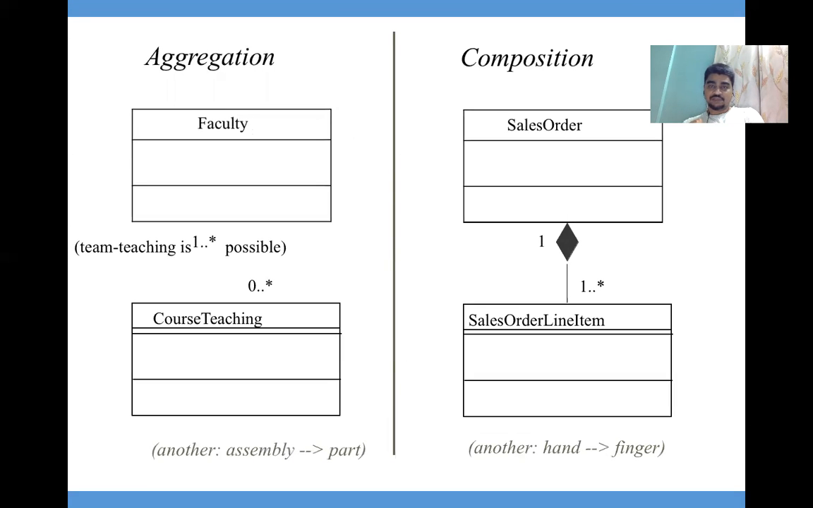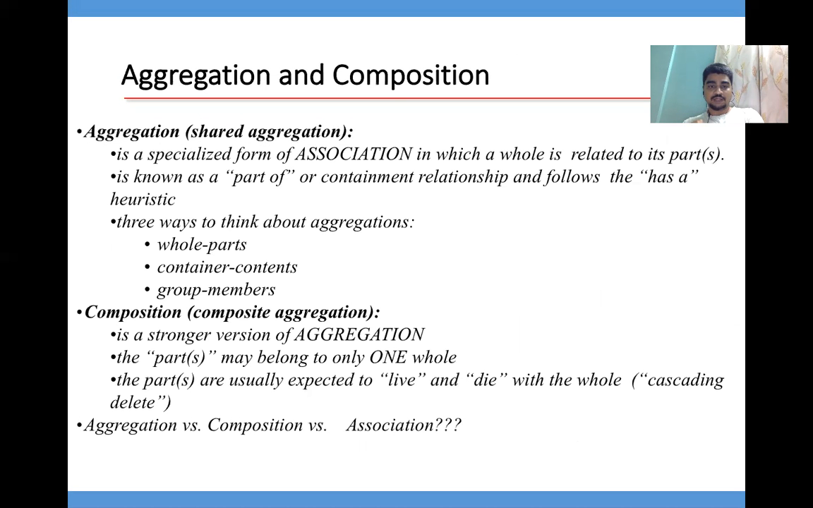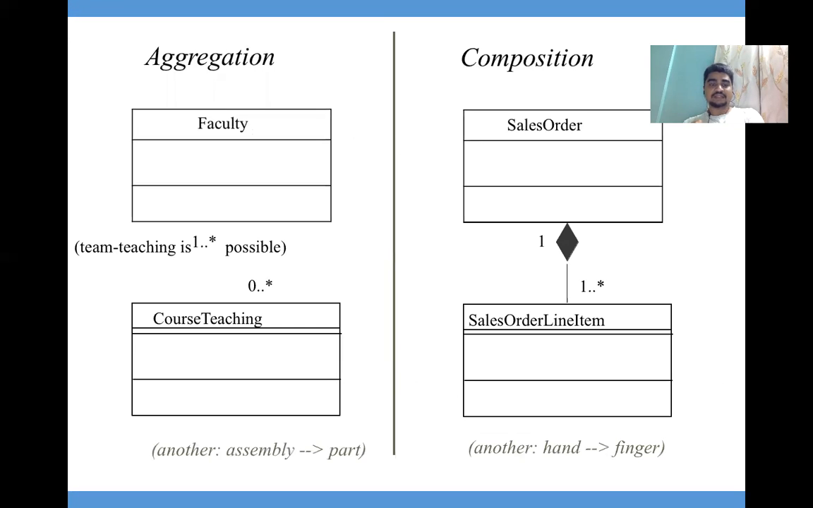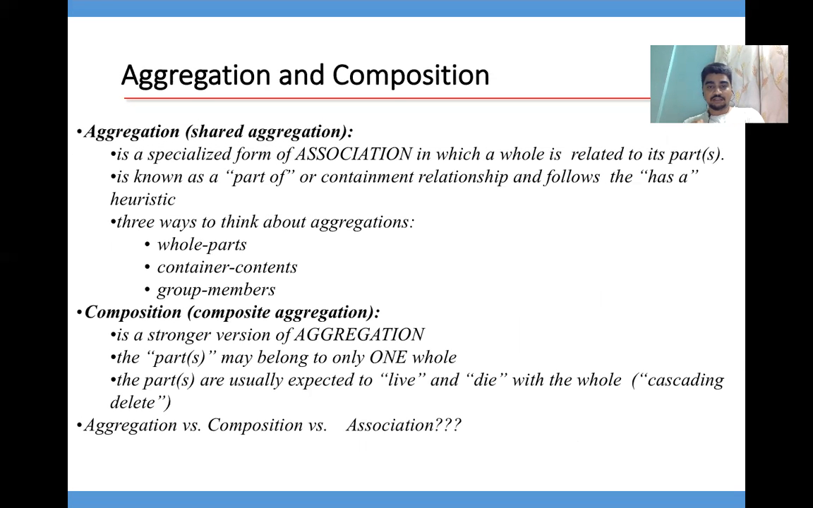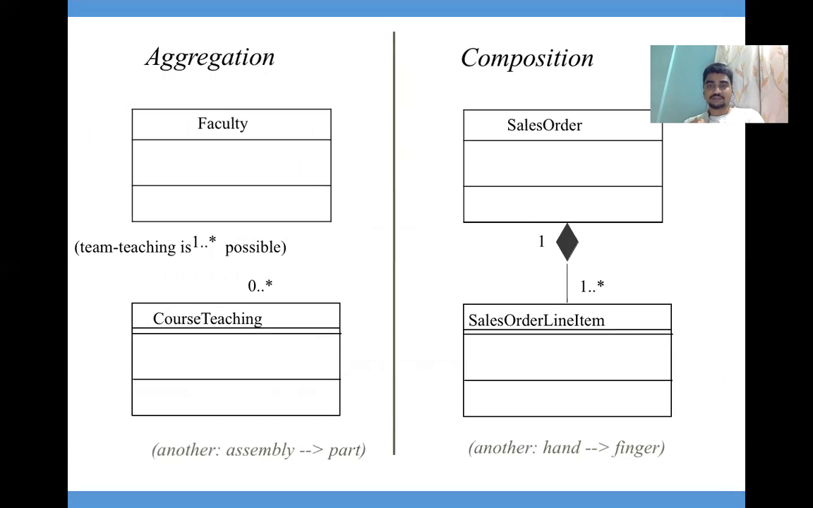These are two examples: faculty and course teaching, and sales order and sales order line item. One is aggregation, one is composition. One you can call a has-a heuristic. So a teacher has a teaching course, and for sales order, it's only one way of writing. It's one whole, so a sales order has one whole sales order line item.